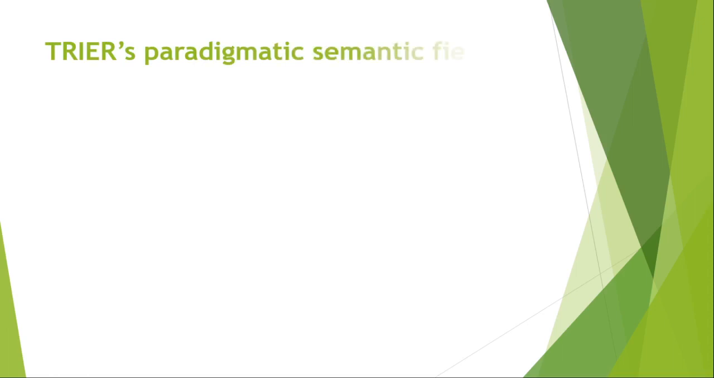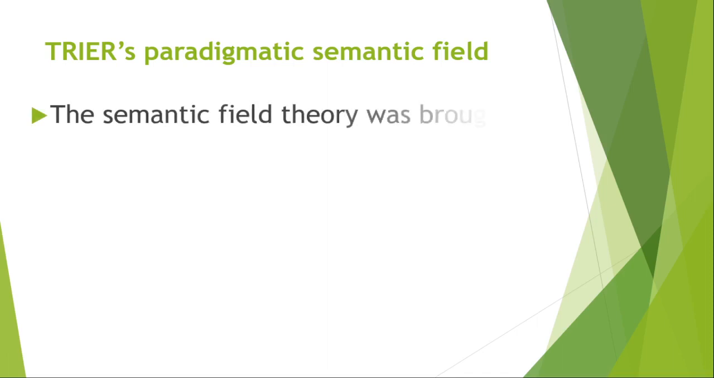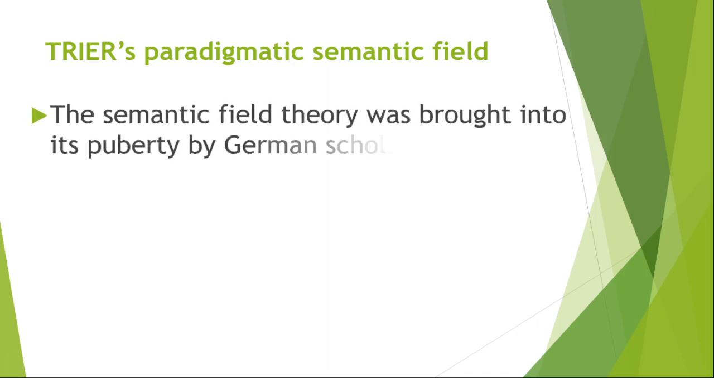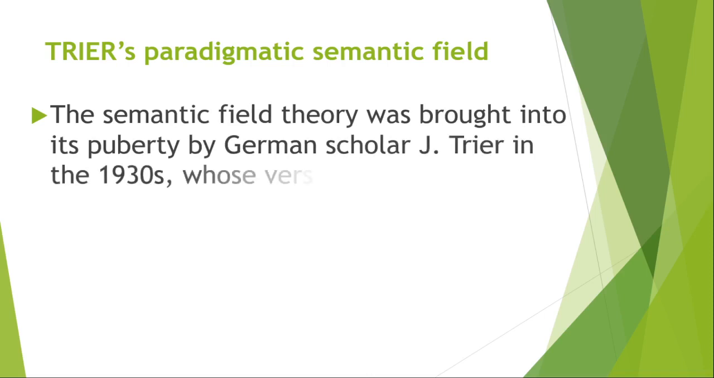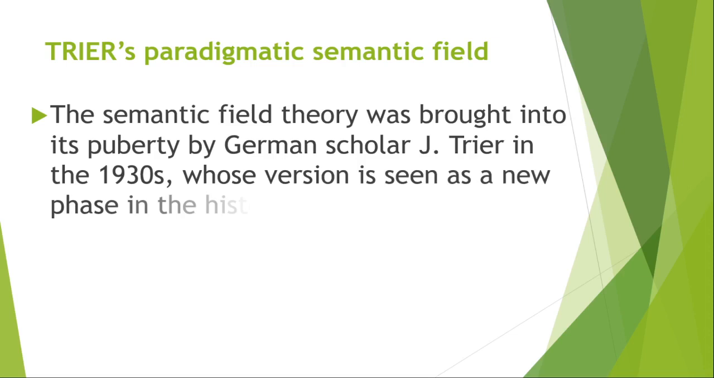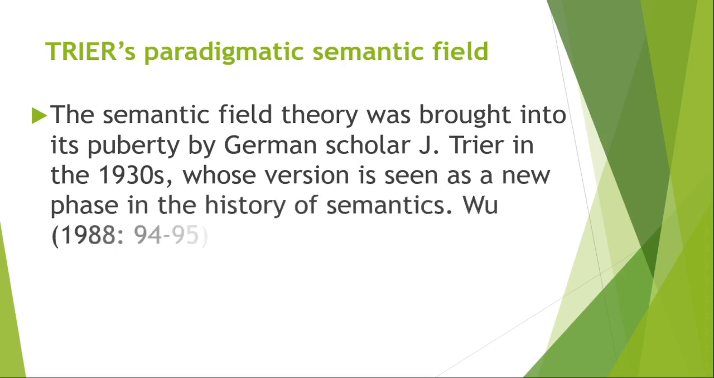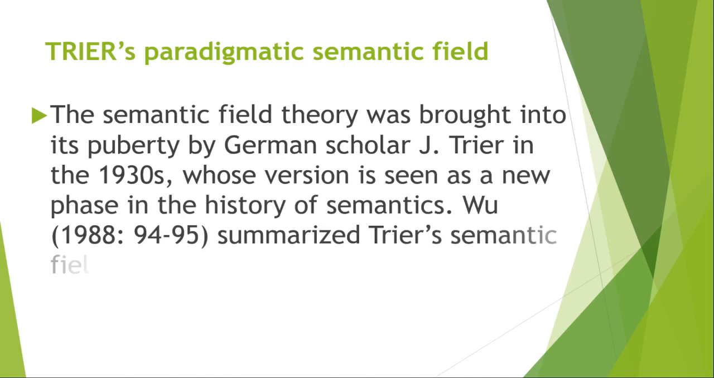Now, look at Trier's paradigmatic semantic field theory. Now, this is semantic field theory, but it is based on paradigmatic choices. The semantic field theory was brought into its puberty by the German scholar J. Trier in the 1930s, whose version is seen as a new phase in the history of semantics. Wu, 1988, summarized Trier's semantic field theory as follows. The features of this theory are three: A, B, and C.